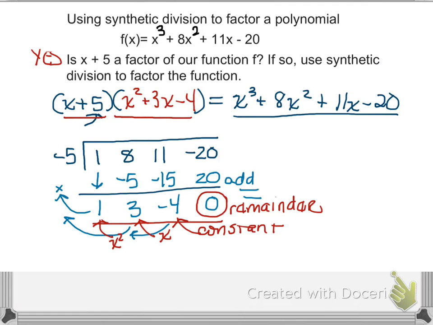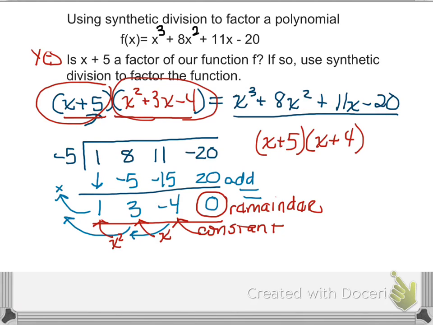Let's go back and let's write our final answer. We're now going to have three factors. We have our x plus 5, which we started with, and then our x squared plus 3x minus 4 we broke down farther into x plus 4 times x minus 1. And now we have completely factored our function.